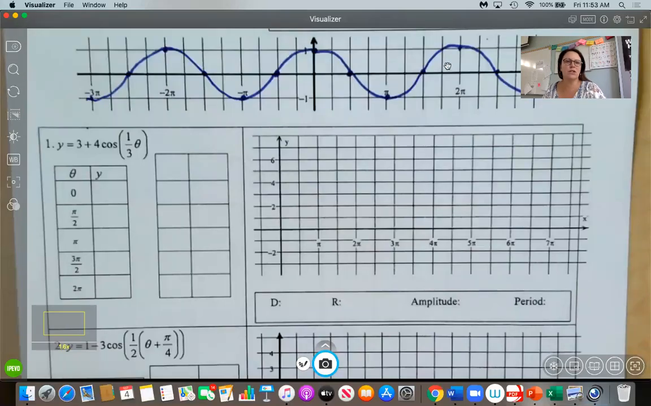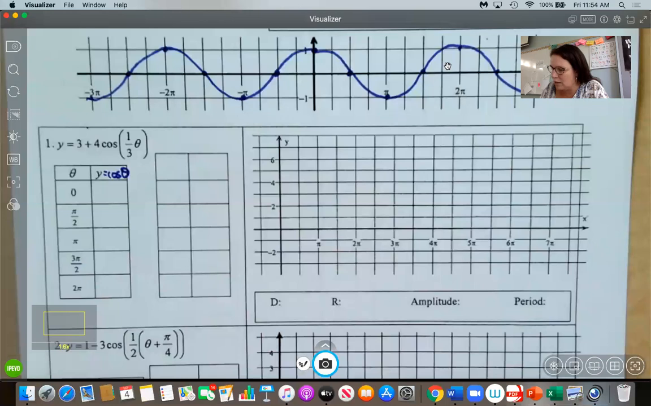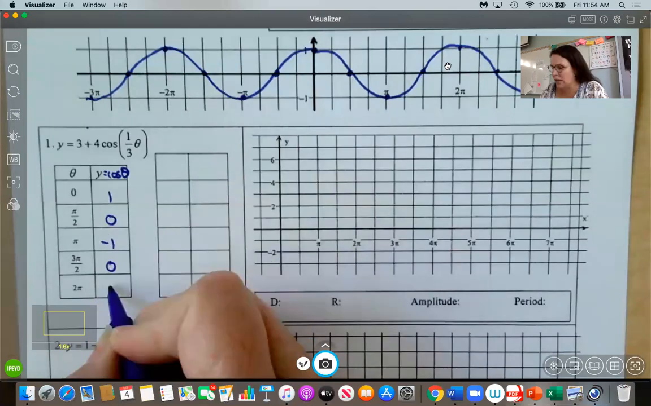This video is going to go over question number 1 from the notes. In this problem, we're going to take our parent function for cosine and transform it similarly to how we transformed the sine functions last time. We're going to start by looking at our parent function here, and take our table that we had above and fill out our outputs just directly from the parent table.